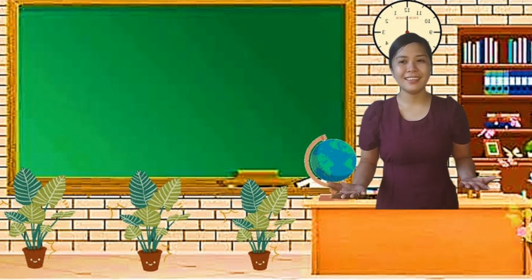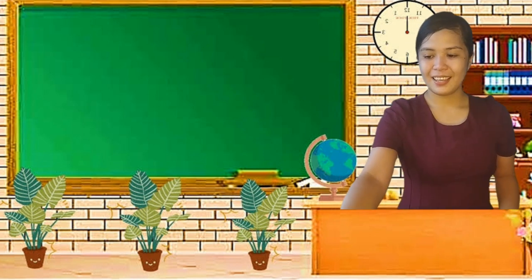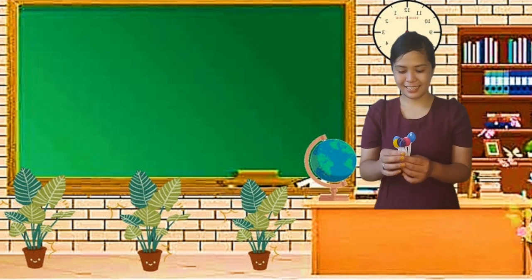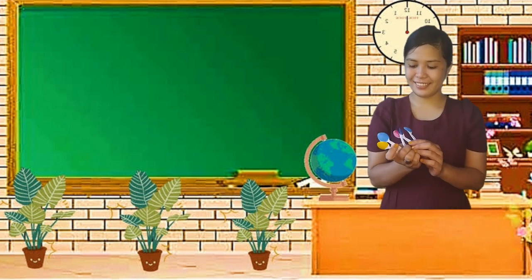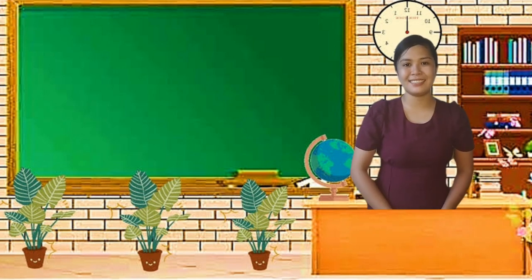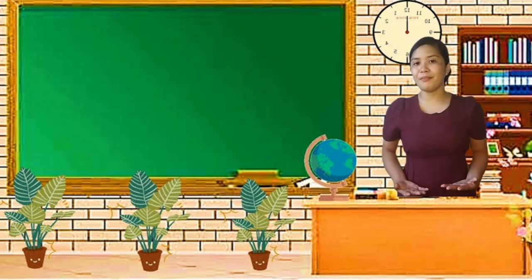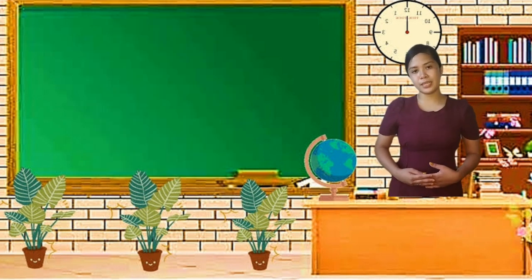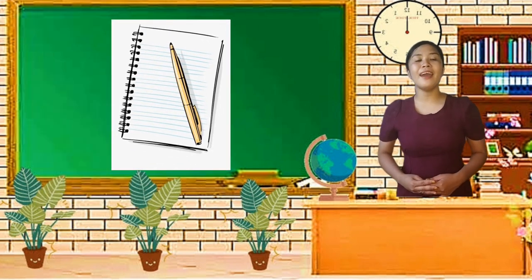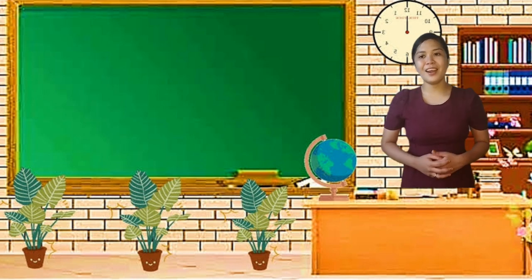Are you done? Okay, let me see your output. Very good. Okay, now let's have a quiz. Get 1/4 sheet of paper and ball pen and write numbers from 1 to 5. Okay, are you ready? Okay, number one.